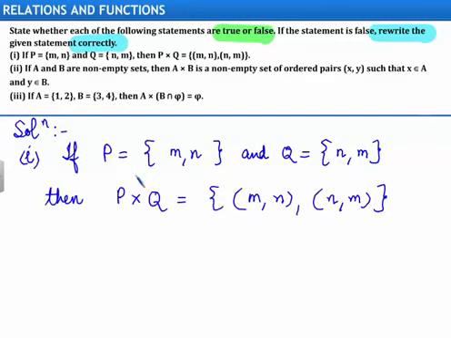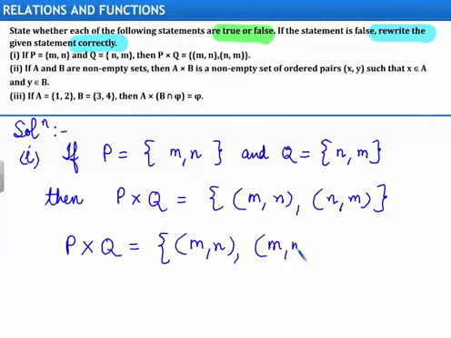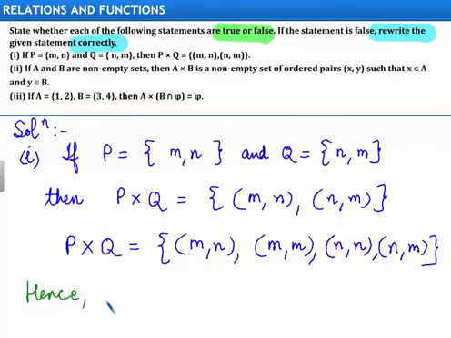Now we know that if P = {m, n} and Q = {n, m}, then the Cartesian product P cross Q will be the set of ordered pairs where the first elements will belong to the set P and the second elements will belong to the set Q. So let us list down the ordered pairs of the Cartesian product P cross Q. So we will have (m, n), (m, m), (n, n), and (n, m). Hence, the given statement is false.